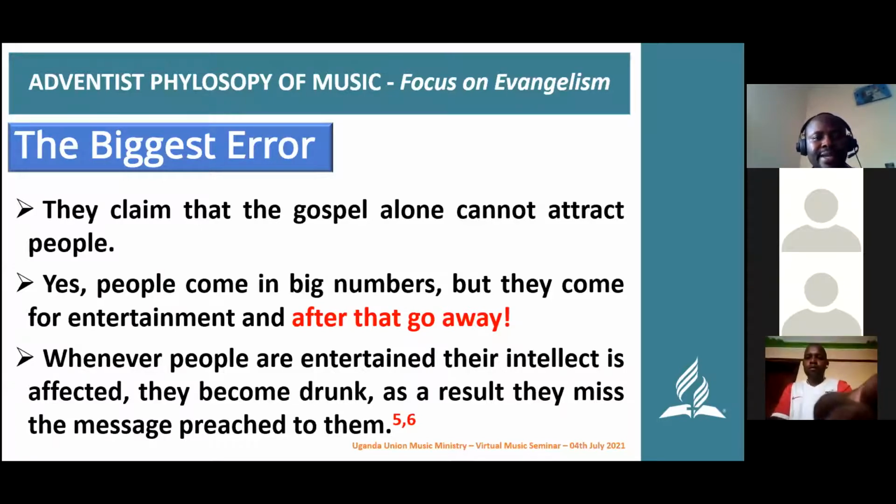The other error is once people come in big numbers for the skits and the entertainment is done, they'll go away. Now that leads us to poor retention as well, poor membership retention in our churches, because when the effort is done and they come to church, they'll realize that there's no more entertainment anymore, and they'll be wondering what happened. And in the end, they'll slide back and go back to where they came from, because they did not find the entertainment they saw during the effort time.